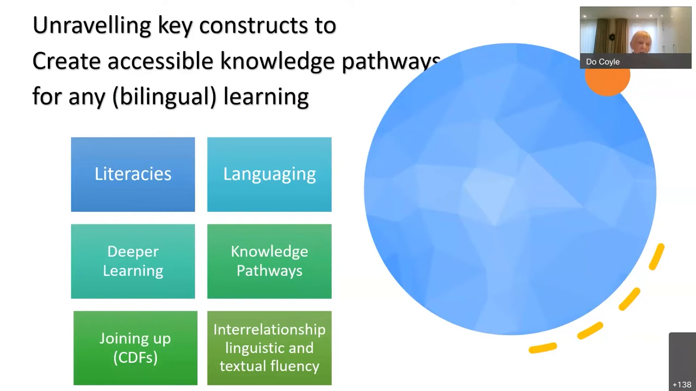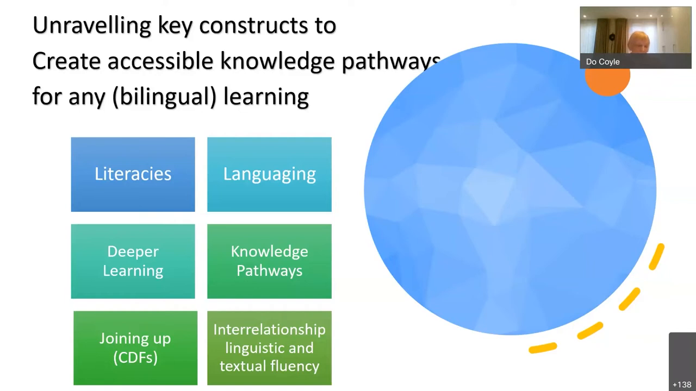just spent a long time discussing and working with teachers in schools and so on, looking at literacies, looking at languaging, looking at the meaning of deeper learning, knowledge pathways, how we join all this together, and the interrelationship between linguistic and textual fluency. That's what we've been doing over the past 3 years. And I'm fully aware that concepts such as deeper learning are very, very easy to say. All of these things are easy to say.